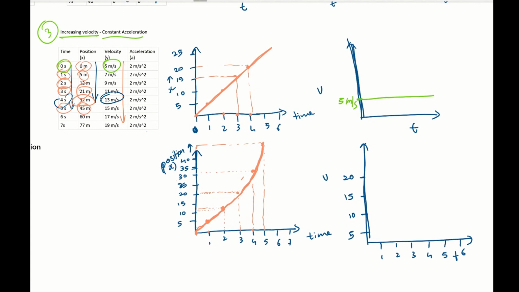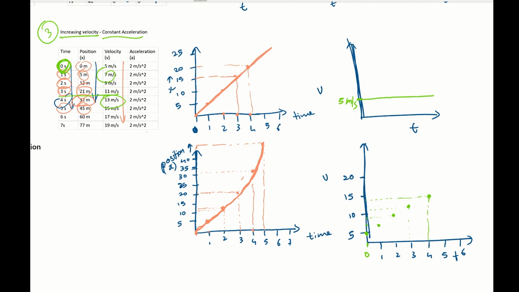So let us look at some of the numbers. At 0 seconds, you have the velocity at 5 meters per second. So this is the starting point. At 1, you have the velocity at 7 meters per second, which would be somewhere here. At 2, you have it at 9 meters per second, so 9 is somewhere here. At 3, you would have it at 11 meters per second, which would be somewhere above here, right? And at 4, you would have it at 13 meters per second, which would be somewhere here, right?